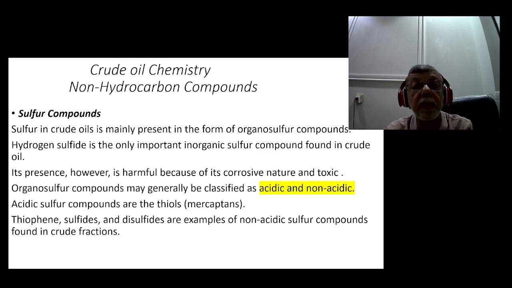We come to sulfur compounds. Sulfur compounds are mainly present in sour crude oil as monosulfide, disulfide, thiophene, H2S. Crude oil during processing contains high H2S because all these sulfur compounds are thermally unstable, so they produce H2S. Organosulfur compounds may generally be classified as acidic and non-acidic.